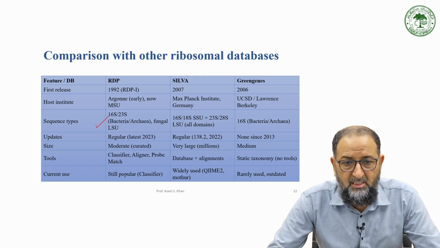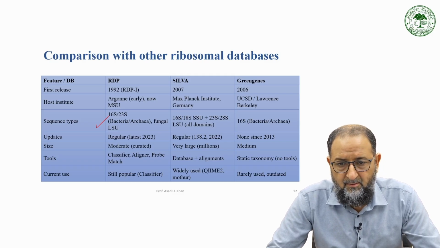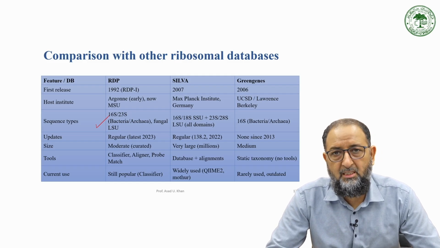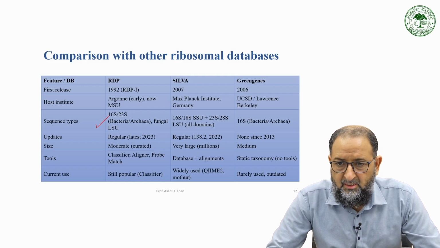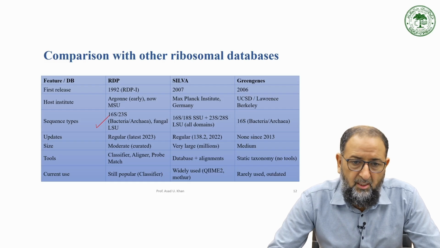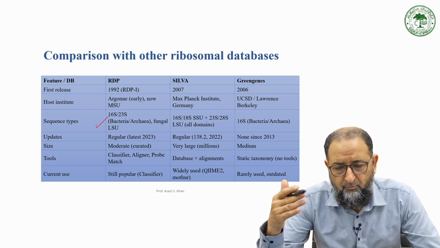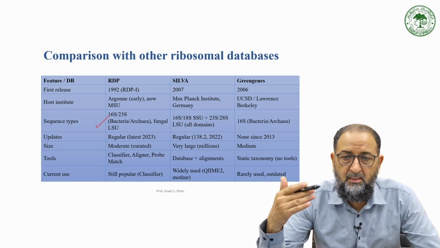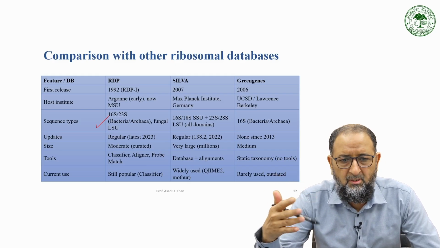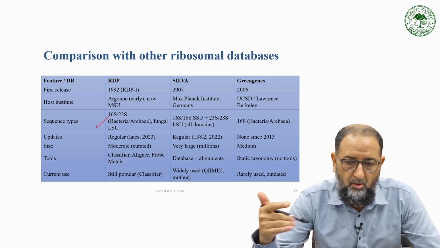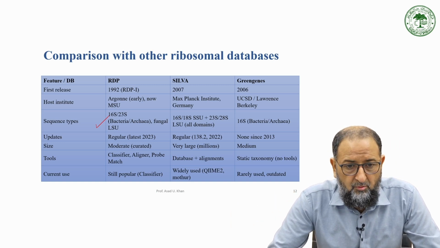The sequence type in RDP is 16S and 23S for bacteria, archaea, and fungal LSU. In SILVA it is 16S and 18S SSU, and 23S and 28S LSU, for all domains: bacteria, archaea, and eukarya. Whereas Greengenes is 16S for bacteria and archaea. So there is variation in the databases, their mode of establishment, their execution, their availability and access, and different features also vary.